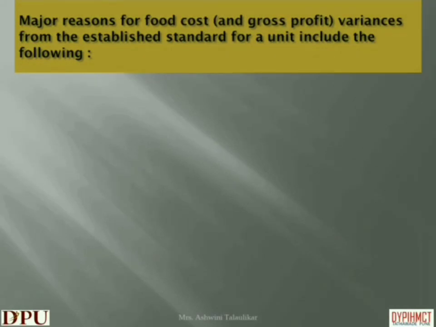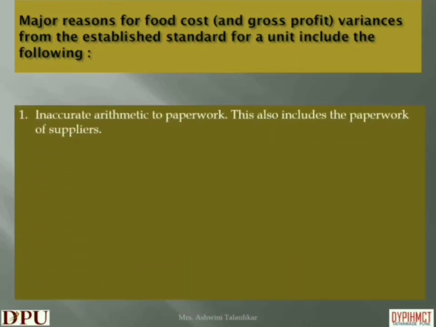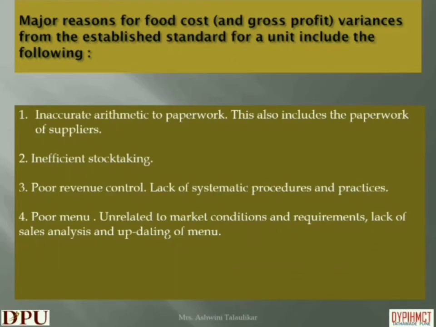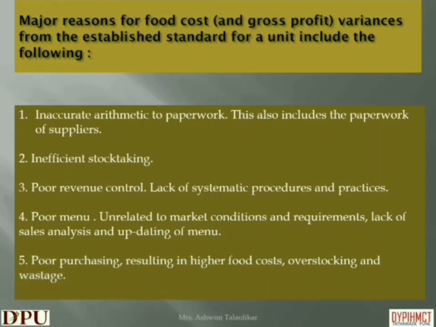We shall also see the major reasons for food cost variances from the established standards for a unit, and it includes the following: inaccurate arithmetic on paperwork, this also includes the paperwork of suppliers, inefficient stock taking, poor revenue control, lack of systematic procedures and practices, poor menu unrelated to market conditions and requirements, lack of sales analysis and updating of menu, poor purchasing resulting in higher food costs, overstocking and wastage.